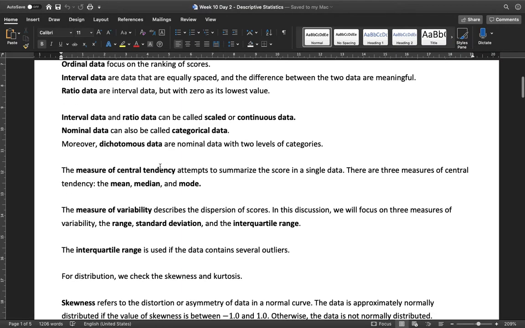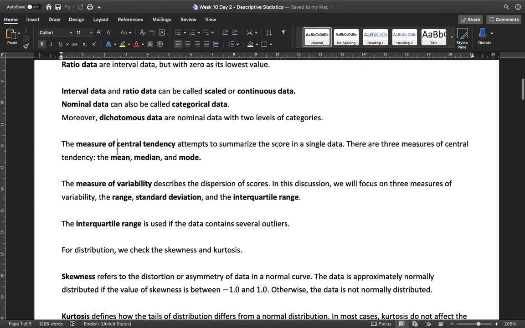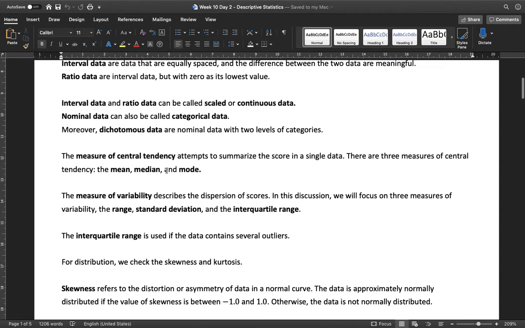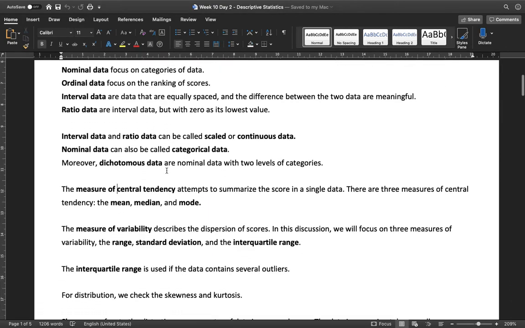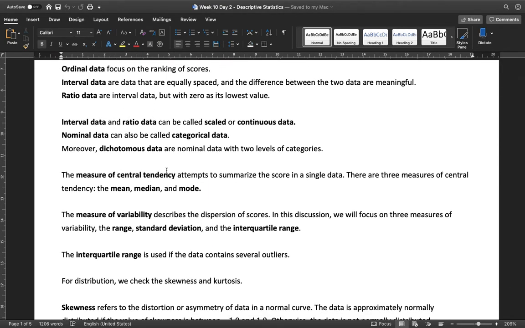Okay. Now, there are two measures that we can have in descriptive statistics. The two are the measure of central tendency and the measure of variability. The first one is the measure of central tendency. It attempts to summarize the scores in a single data. There are three measures of central tendency: the mean, median, and mode.